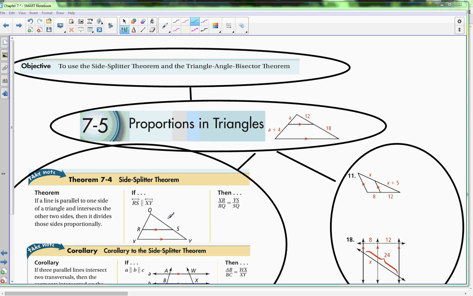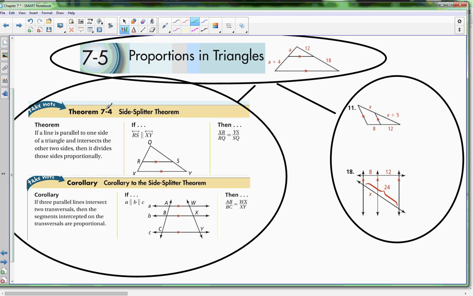So if we look at all of our important information, Theorem 7-4 is the side splitter theorem. If a line is parallel to one side of a triangle and intersects the other two sides, then it divides those sides proportionally. So, for example, if RS is parallel to XY, then XR over RQ is equal to YS over SQ.